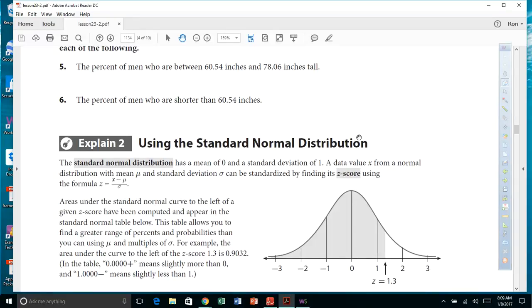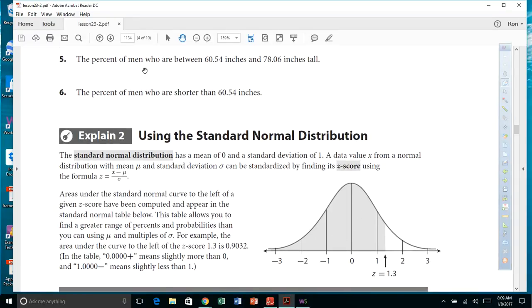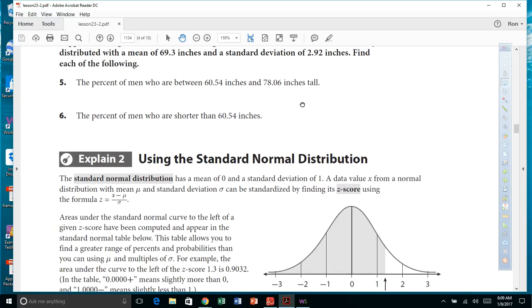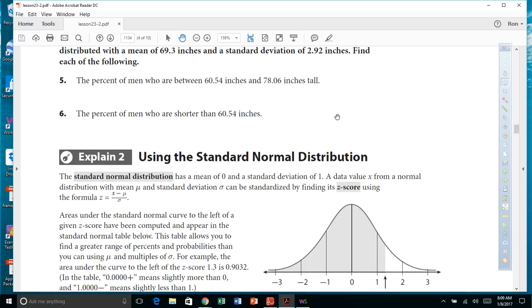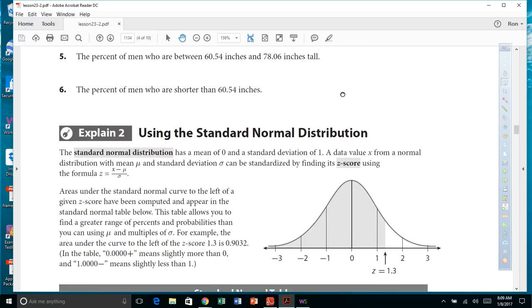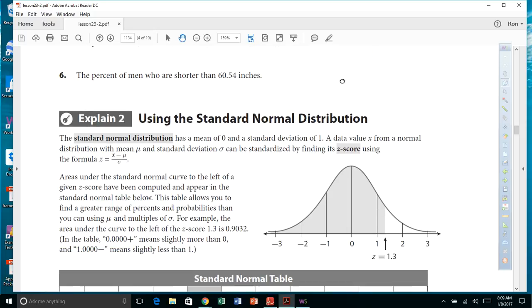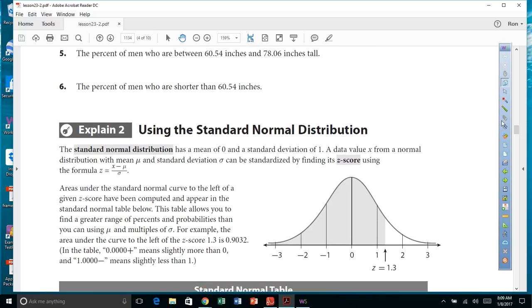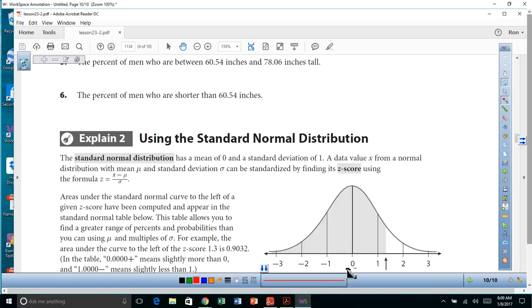Okay, and I'm just going to use this curve down here. The percent of men who are between 60.54 and 78.06. So I'm going to use this one here. I'm going to put down here 69.3. That's not working out too well, is it? Maybe I could get a little, and then, yeah, I'll do that. All right.